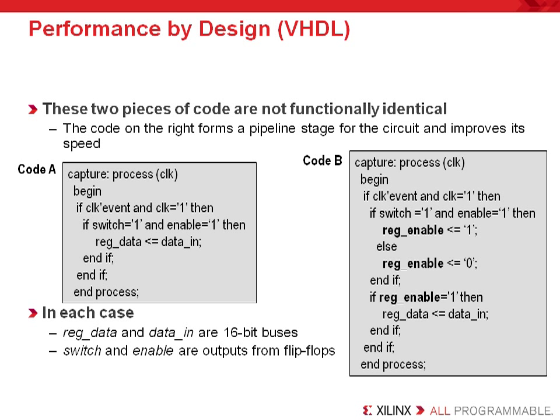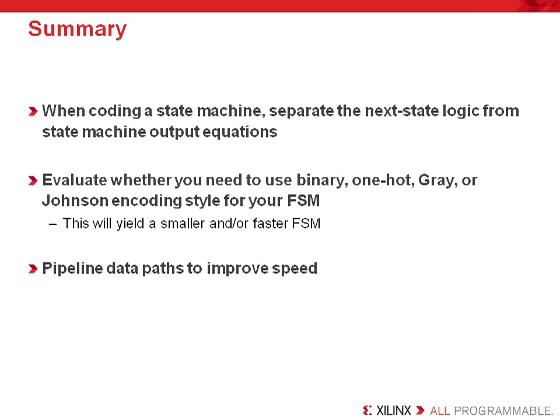Now let's go ahead and wrap up this module with a brief summary. We try to provide a detailed summary of all the coding tips we provided in this module. First of all, when coding a state machine, separate the next state logic from the state machine output equations. This will, in essence, add a pipeline stage and improve the speed, as well as simplify the number of inputs to the lookup tables associated with the state machine. So this will be a very good enhancement to improve the speed of your state machine.